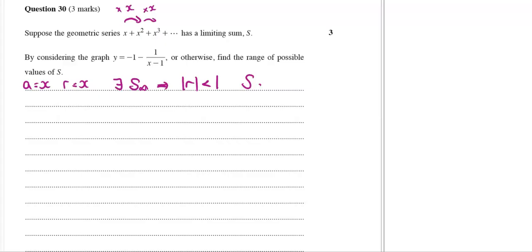And I know that the infinite sum is given by a over 1 minus r, which in this case means it's x over 1 minus x, provided the absolute value of x is less than 1. All right, so they're inviting us to consider that graph. Let me build that up.